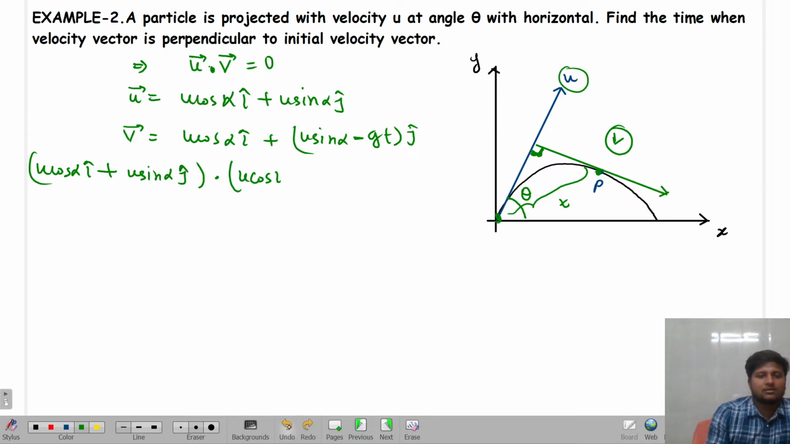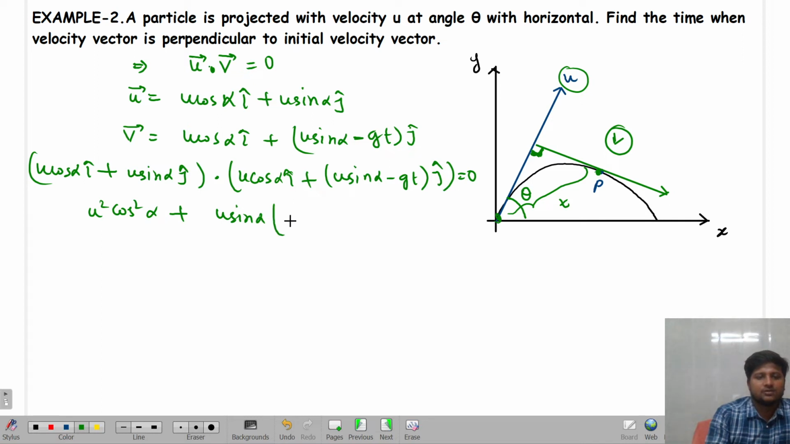Sorry. u cos alpha i cap plus (u sin alpha minus gt) j cap is equal to what? 0. If you do this, you will get one relation: u square cos square alpha plus u sin alpha into (u sin alpha minus gt), and that is equal to what, guys? It is equal to 0. Yes or no?